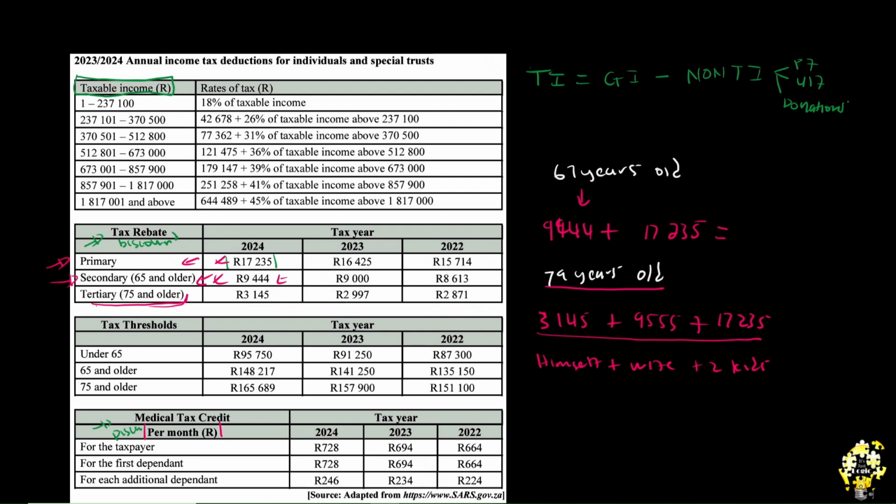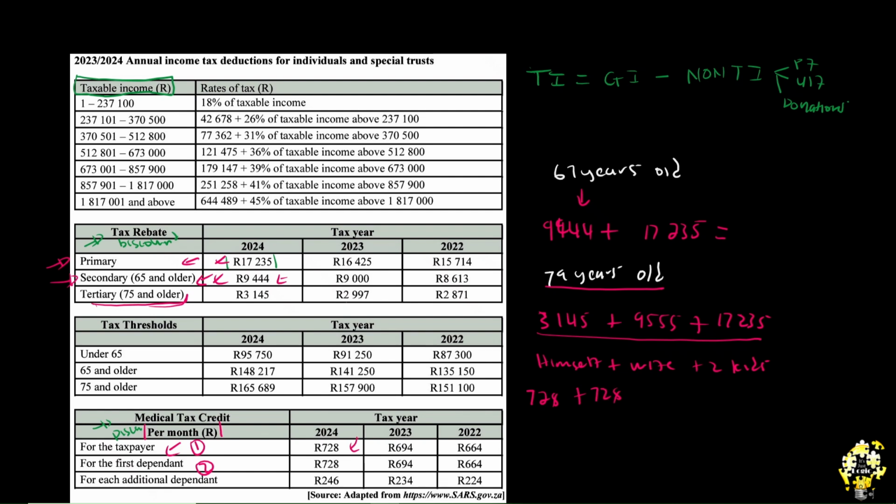So now, first of all, himself is the taxpayer. That is number one. So for himself, the taxpayer, we are going to account for 728. And then who else? Oh, there's a wife. The wife is for the first dependent. So that is number two. That is our first dependent. It's also 728. But we also have two kids.